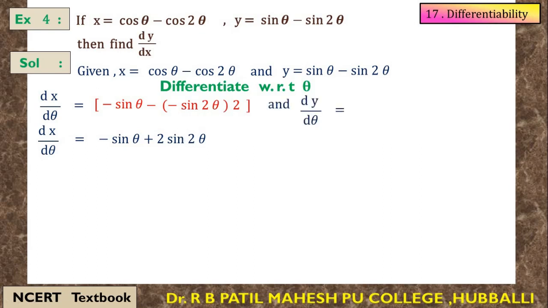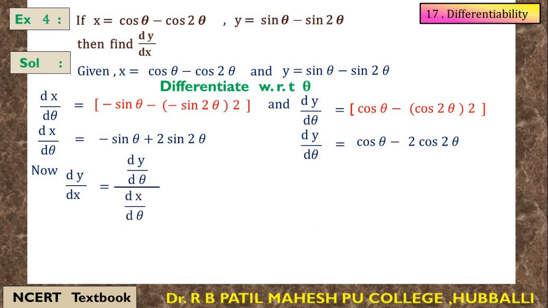Similarly, for the y function, the derivative of sin theta is cos theta, minus the derivative of sin 2 theta, which is cos 2 theta into 2. So dy by d theta is equal to cos theta minus 2 cos 2 theta.